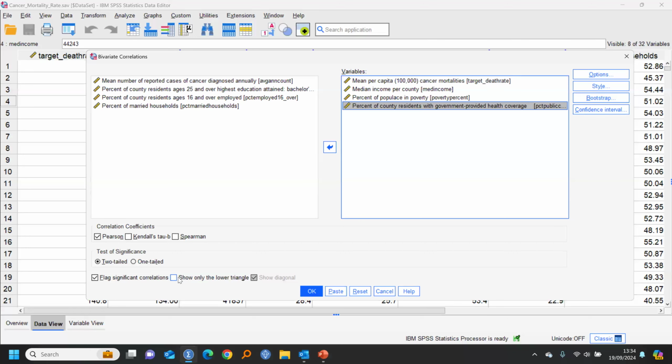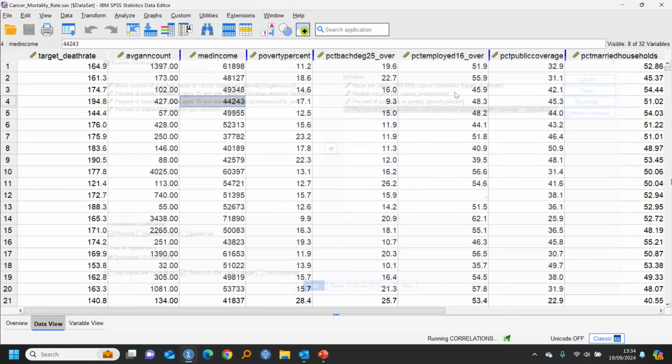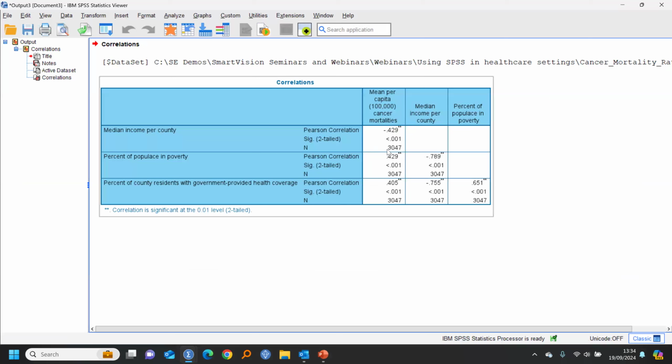And if I ask it to do a correlation of that, it'll show me a correlation of each pair of these fields. It's a good idea to switch on show only the lower triangle, and switch off show diagonal. It just makes it easier to read the output. We click the output here. Here's the output, so you can see our correlation.